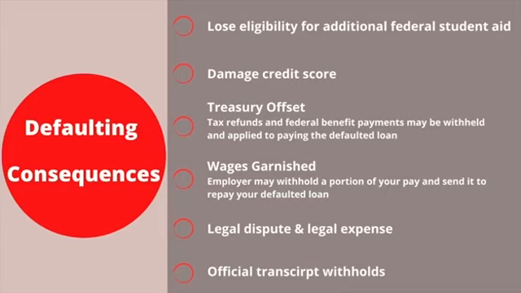Secondly, defaulting will damage the borrower's credit score and affect their ability to buy a car, house, or get a credit card. The federal agency can collect delinquent debts through tax refunds and federal benefits payments. Fourth, employers may be required to withhold a portion of their debtors' pay and send it to the loan holder for repayment. Fifth, loan holder has the right to take defaulted borrowers to court, and the borrowers will be responsible for all expenses. Lastly, school can withhold the borrower's official transcript.